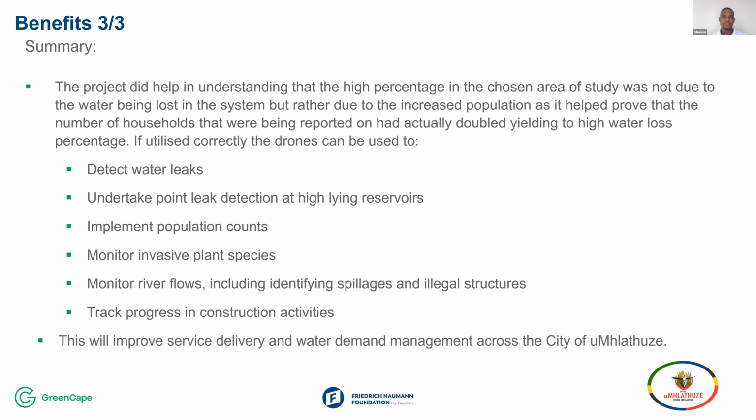And in summary, the project did help in understanding that the high percentage in the chosen area of study was not due to the water being lost in the system, but due to the increased population, and it helped prove that the number of households being recorded had actually doubled, leading to the high water loss figures. As mentioned earlier, these are the uses of a drone to improve whatever you want to do in the system.